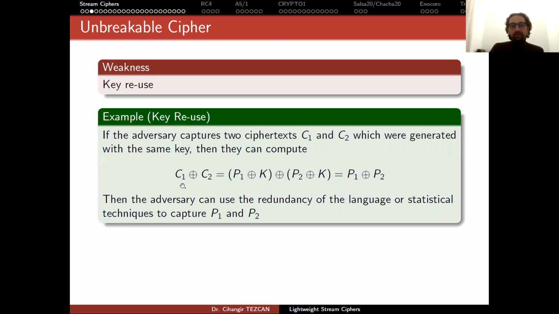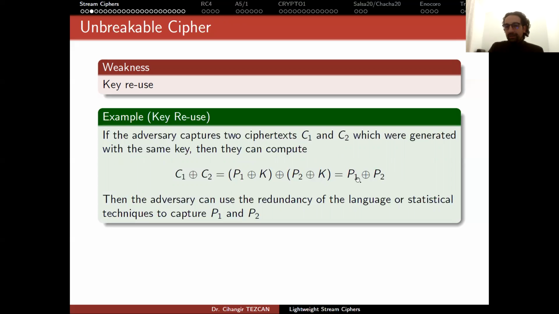So this would actually mean, since C1 is the XOR of the first plaintext and the key, the one-time pad, and C2 is the second plaintext XOR with the same key. If you XOR C1 with C2, the Ks will cancel each other because this is an XOR operation, so 2K will actually be 0. Because this is a modulo 2 addition, the result would be P1 XOR P2. So people capturing the ciphertext would have the XOR of the messages.